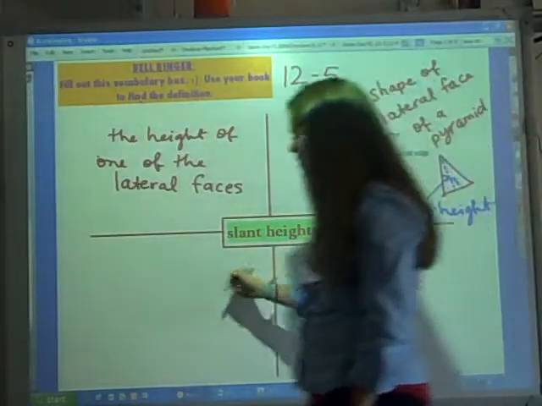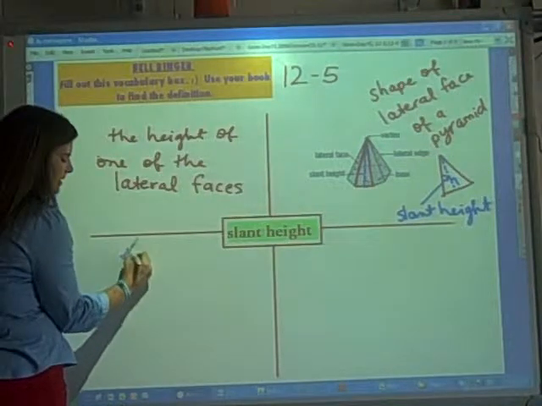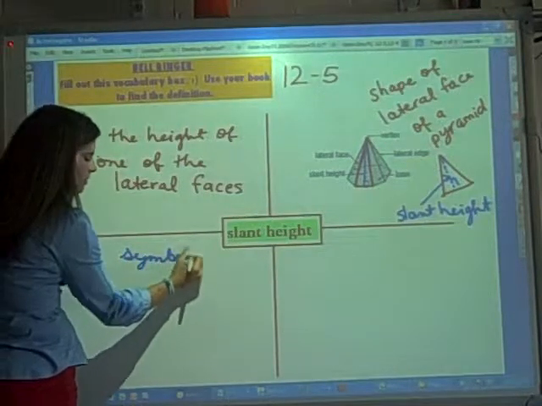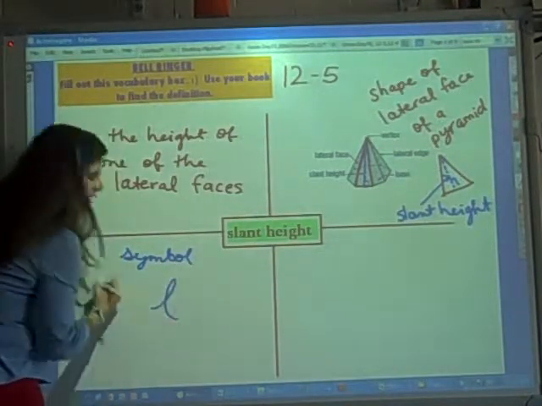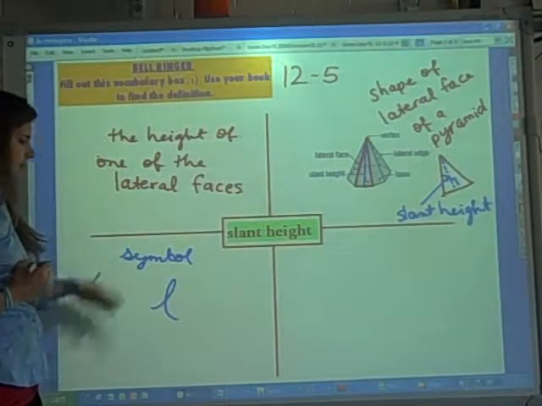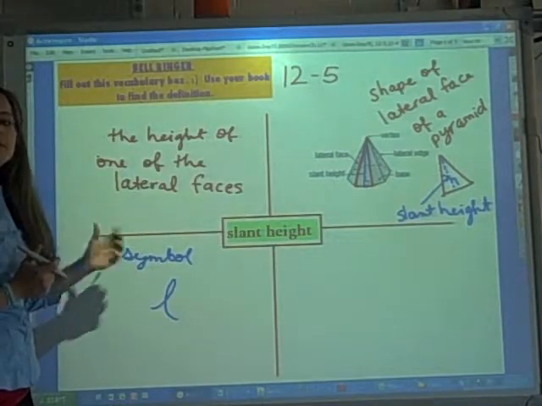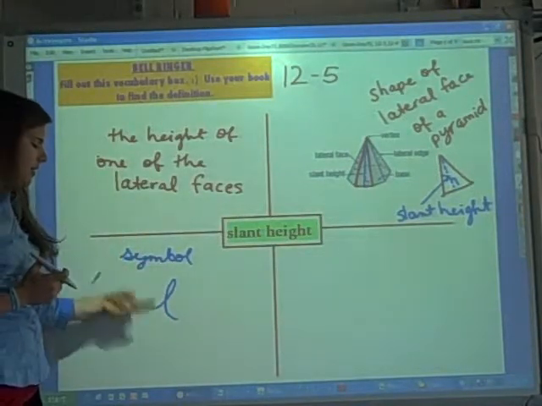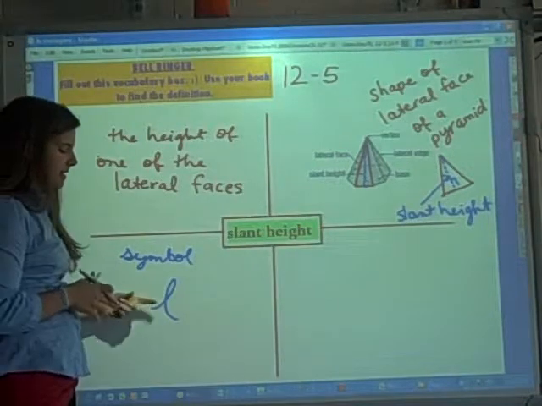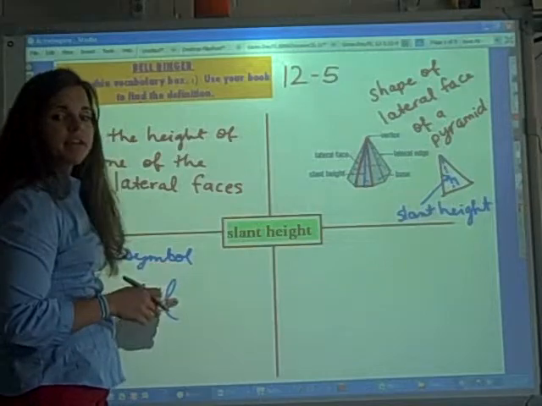Okay. And one thing that we can say here about extra information, the slant height symbol or variable is a little lowercase l. Why do they let little l represent slant height? I don't know, but this is the common letter in mathematics that represents slant height. Got to be cursive, got to be lowercase.